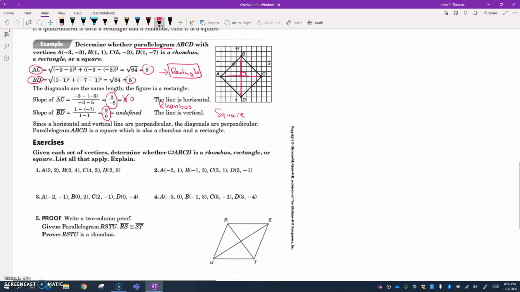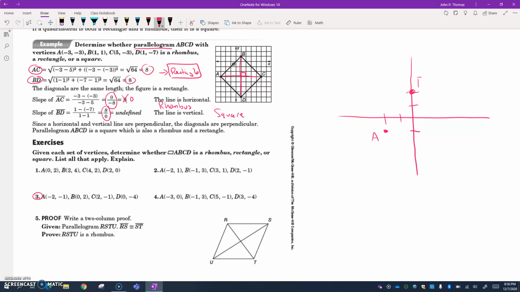So we're going to pick one of these. We'll go ahead and pick number 3. On number 3, the first thing we're going to do is draw a picture. We're going to get these points plotted. We've got -2, -1. That's A. We've got 0, 2. That's our B. We've got 2, -1. That's our C. And then we've got 0, -4, which is down here, and that's D. Again, I'm drawing this so I know what the opposite sides are.